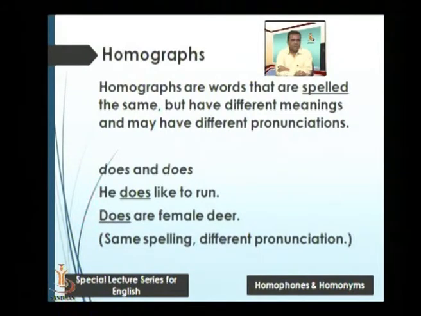Then does, D-O-E-S, is also used in 2 different contexts. One is does as an auxiliary verb. He does like to run. He does not like to run. He does not like to drink tea. He does not like to meet people. So that does is used there. And does is also used for a specific species. Does are female deer. So female deer is called does. So this word does is used in 2 contexts. One is for referring to a species of deer, and another is as an auxiliary verb in English.